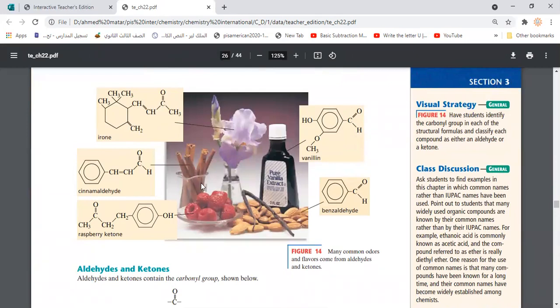So here are examples, a lot of ethers in our daily life. We can find ethers in some sauces, like the vanilla sauce we have. You can find that this is the functional group, and here also is the functional group, which we find in lavender, and so on. A lot of ethers are found in our daily life.